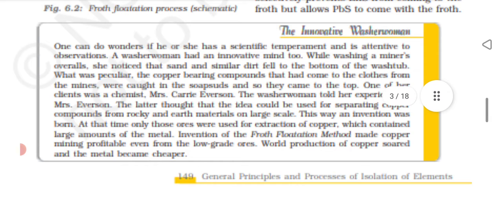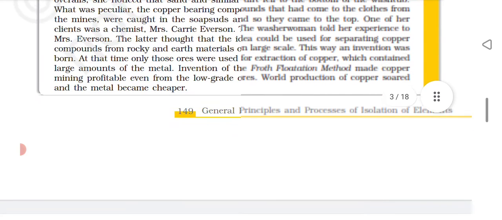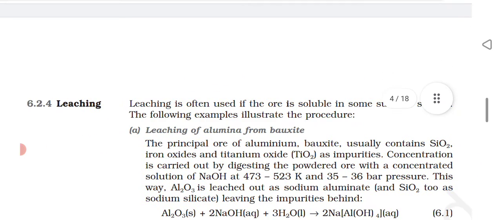This is not required for us. No need of all these things.